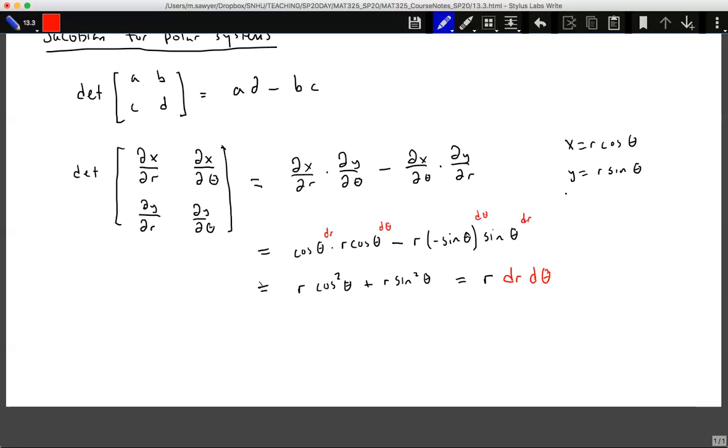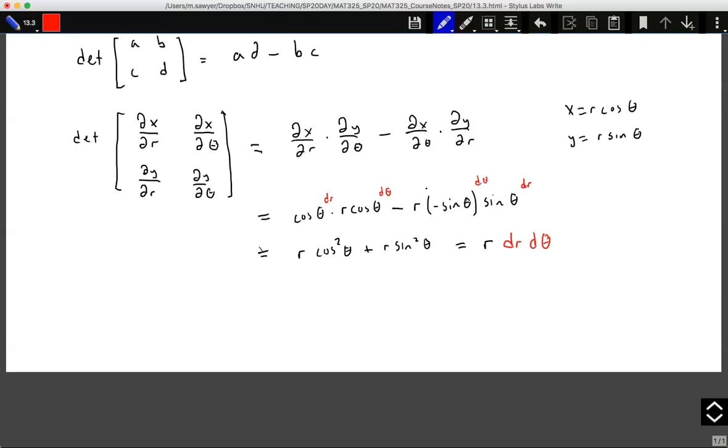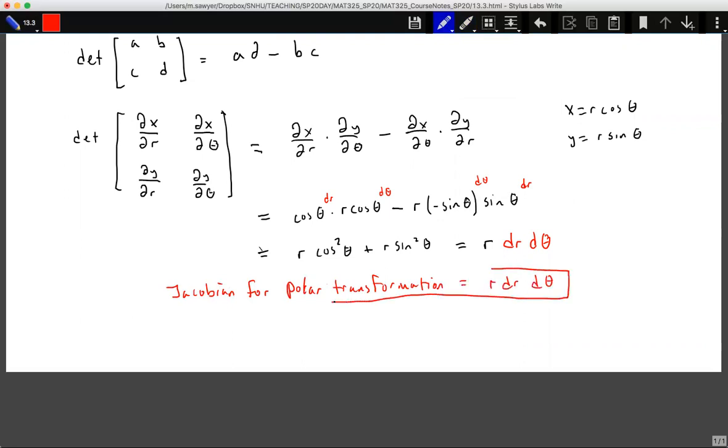So we can think of these infinitesimally small dr and d thetas floating around in our problem, but convention is you just tack them on at the end of the problem. So the key point is the Jacobian for polar transformations is that anytime you do a polar transformation, you will add on the r dr d theta when you do the transformation. And that's the key point of this.